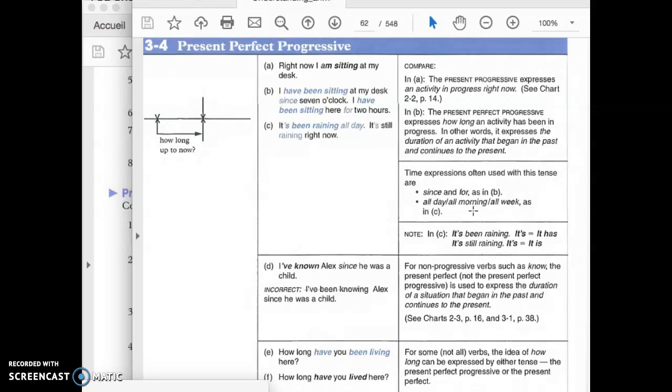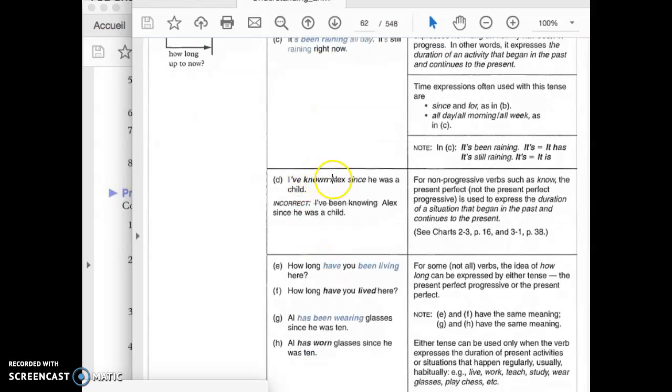I have known Alex since he was a child. We're not going to use know with ing. Never. I'm knowing. You're never going to hear this stuff. I have been knowing. No. For non-progressive verbs such as this, the present perfect, not the present perfect progressive, is used to express the duration of a situation. So there are some verbs we cannot use an ing form, like this one. You can see the chart 2-3, page 16, 3-1, page 38.